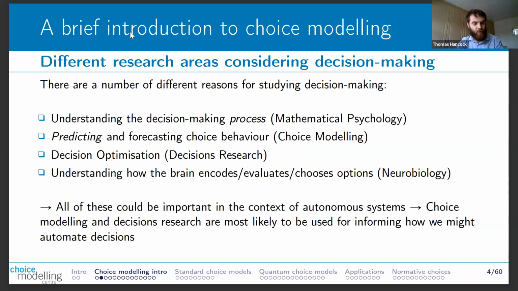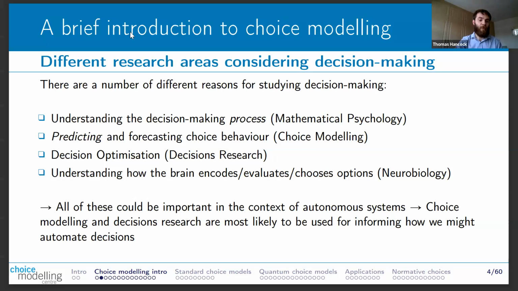Then there's decision optimization, which is based in decisions research, where people might look at how do we actually optimize a decision? How do we help someone make a decision? That might be particularly relevant, for example, in the context of surgical decision making, where there might be a clear best outcome, but maybe it's not the most likely in terms of probability. So there are going to be different factors at play, and the aim there is to aid decision making. Whereas I come from choice modeling, where it's about understanding decision making. And finally, understanding how the brain actually encodes, evaluates, or chooses options. So a sort of neurobiology approach.